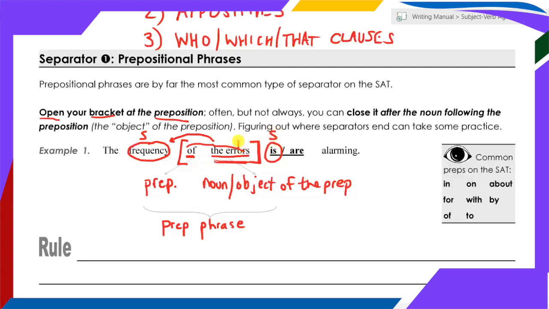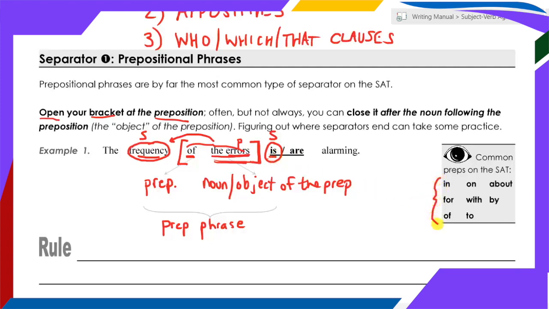The fact that errors, the object of the preposition, was a plural noun had absolutely 100% no bearing whatsoever on the verb. So just because errors is a plural noun and it's bumped right up next to this verb does not mean we should be saying the errors are alarming, because what this sentence is actually intending to convey is the idea that the frequency is alarming, not that the errors themselves are alarming. Hopefully that all makes sense.